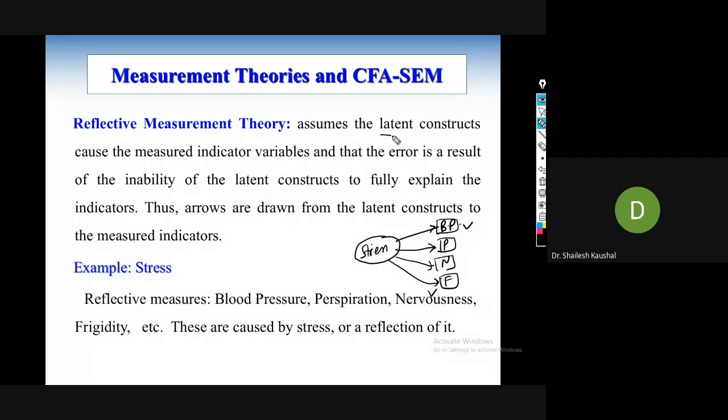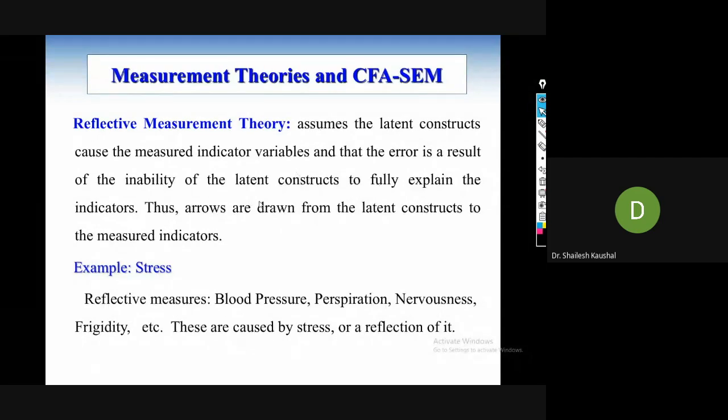So the latent construct causes the measured variable. These are the measured variables: BP, perspiration, and the other indicators, nervousness and frigidity. So the latent construct causes the measured indicator variables. So this is the stress. These are the reflections. If my blood pressure is high, it means I am in stress. So which one is reflecting? My blood pressure is high. So the reflection is blood pressure. That is the reflective theory.